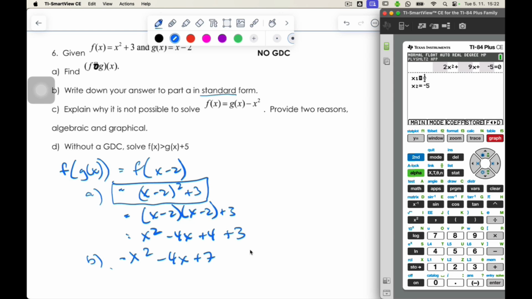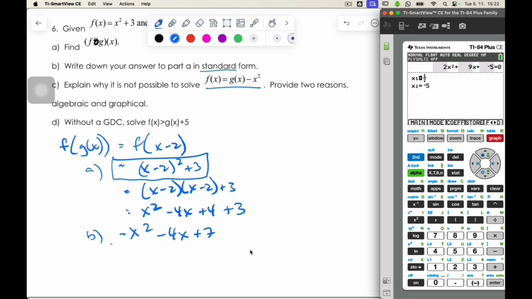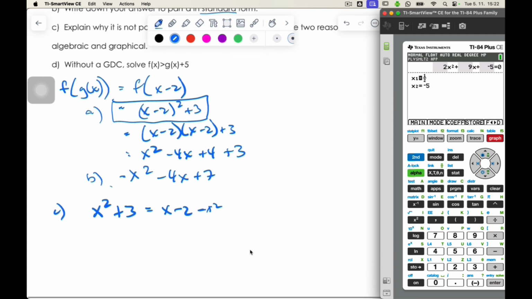So now it says, explain why it's not possible to solve this equation. Well, that equation simply says that x squared plus 3 equals x minus 2, this is g, minus x squared. Okay, so now if I do this algebraically, I can get 2x squared minus x plus 5 equals 0.